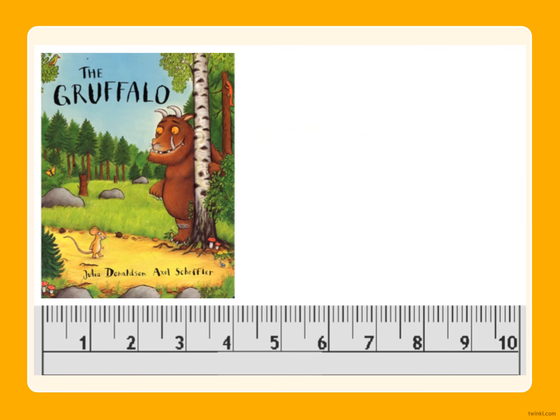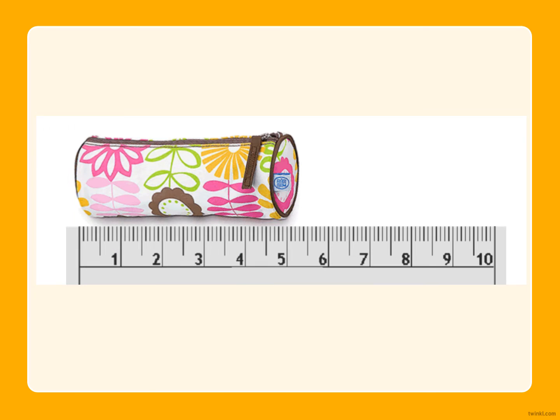Let's have a go at this one. Right, I want you to pause the video, have a little go, look at the ruler underneath. How long in centimetres do you think that book is? Pause the video and have a go. The book is 4 centimetres long. So can you see we put the book right up to the start of the ruler and then we've gone slowly across and it matches up to the 4. So it is 4 centimetres long.